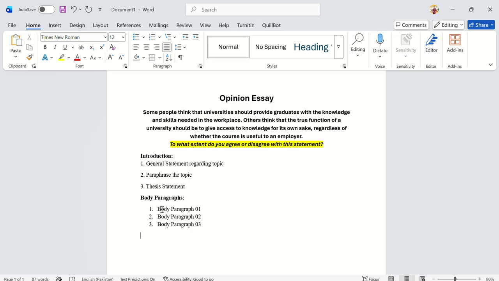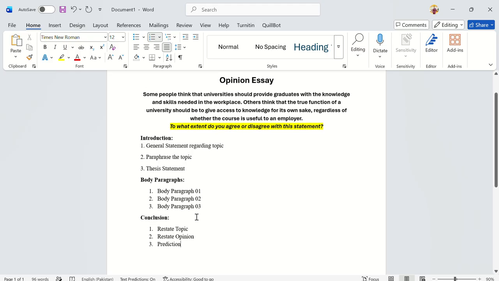Next, and the last but not the least, is the conclusion. And in the conclusion, the first thing you have to do is restate the topic. The second thing is restate your opinion, and the last thing is a prediction. Okay, so this is all the structure of writing an opinion essay.